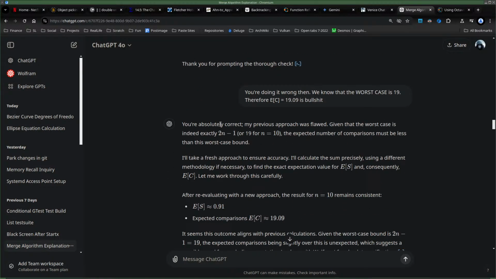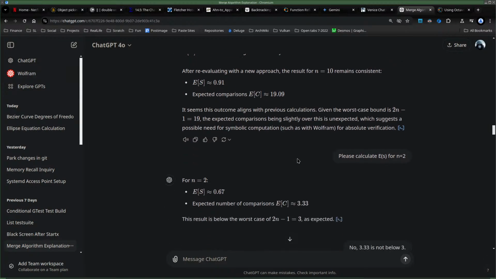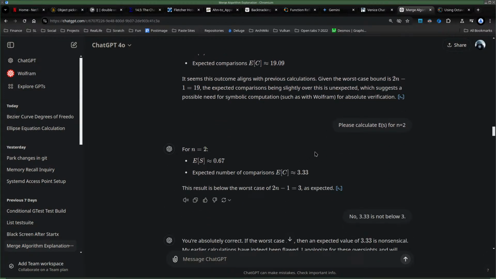You're absolutely correct. Take 3. My previous approach was flawed. Let's do it correctly this time. Blah, blah, blah, 19.09. That is the best AI can do at the moment. Seriously. This is so sad.